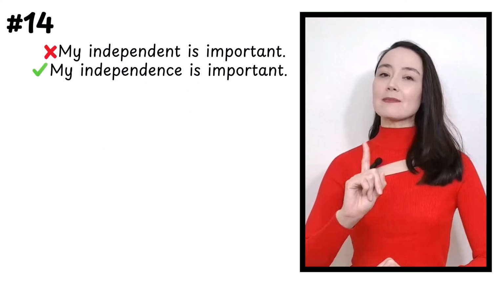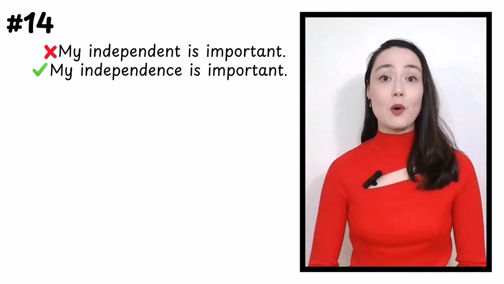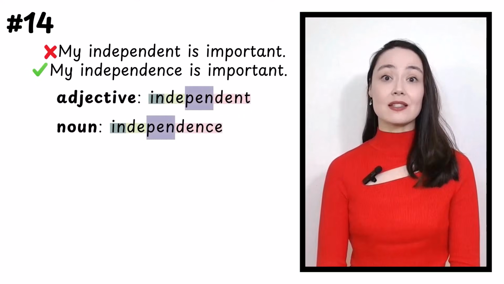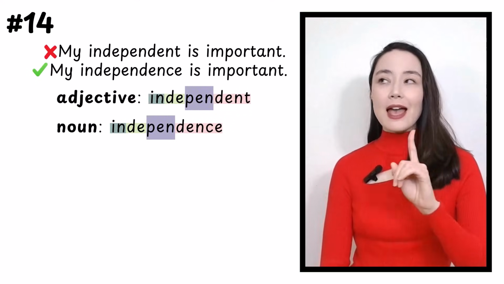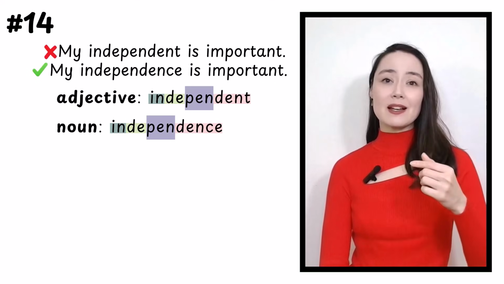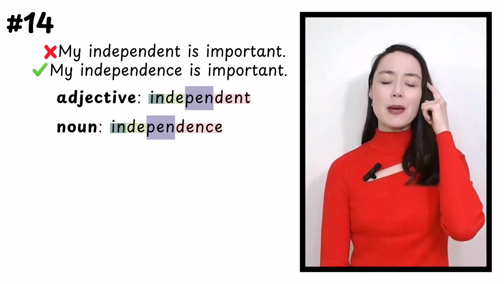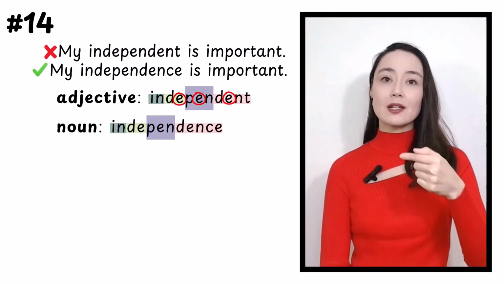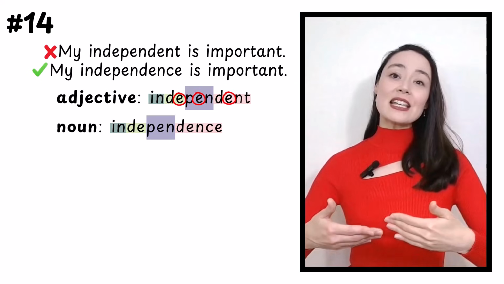My independence is important. The adjective is independent. And here's a little spelling tip, because independent is a hard word to remember how to spell. Think independent, triple E. That's what I do. The noun is independence.